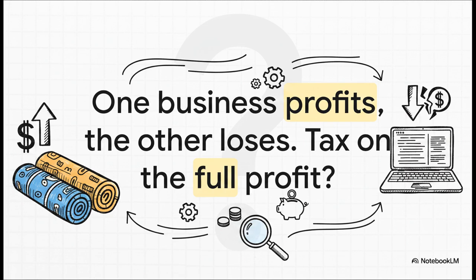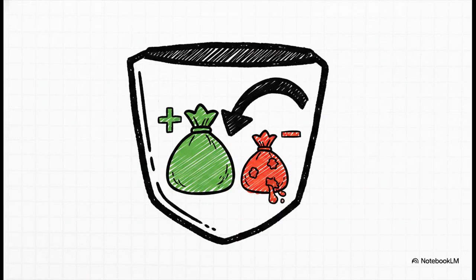So here's the big question. Do you really have to pay tax on the entire profit from the successful business and just ignore the loss from the other one? Well, the good news is, nope. Thankfully, the law has got your back on this one. The Income Tax Act 2025 gives you a way to set off that loss from one business against the income from the other, as long as they both fall under the same head of income.